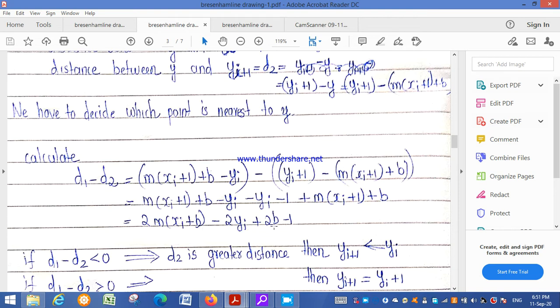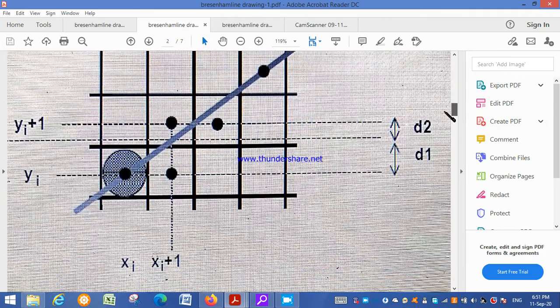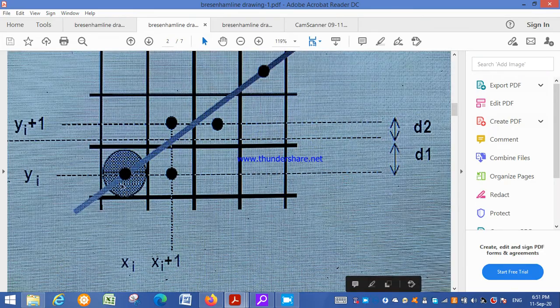minus 1. Okay. If d1 minus d2 is less than 0, this indicates that the d2 distance is greater. In that case we select d1 as the next pixel position. d1 means we select xi plus 1, yi as the next pixel point. Otherwise we select the xi plus 1, yi plus 1 pixel position as the next position.